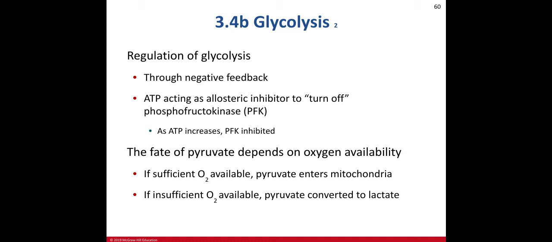The fate of what happens to the pyruvate you make depends on oxygen availability. If there is oxygen, it will go to the mitochondria to continue on into the prep reaction or intermediate reaction, the citric acid cycle, and electron transport chain. If there's not enough oxygen, it's going to be converted into lactate, which happens by fermentation.